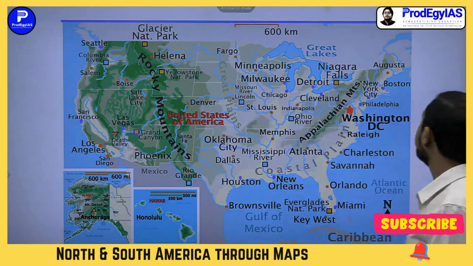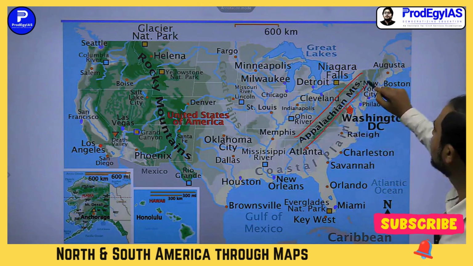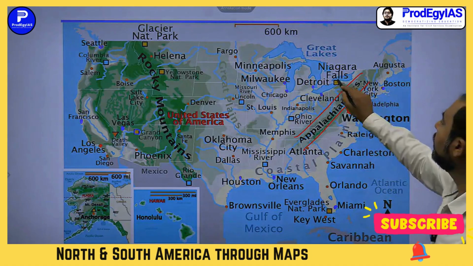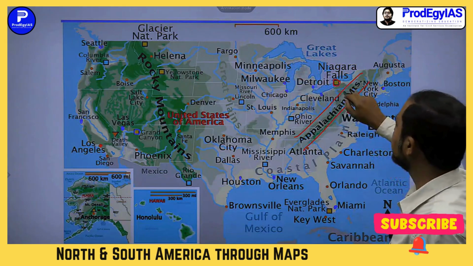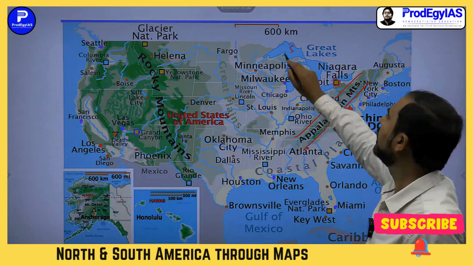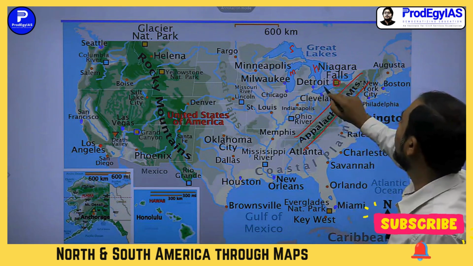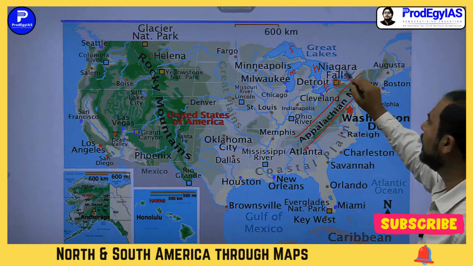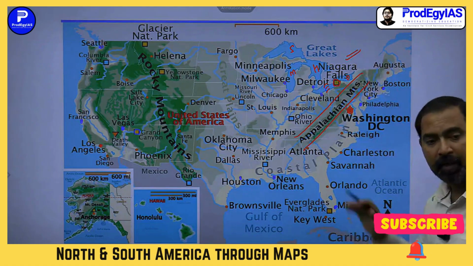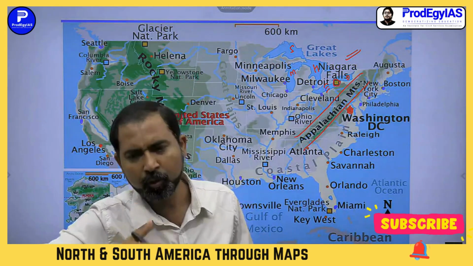Then again, we'll see these features like Appalachians, mountains, Niagara Falls, important. There are 5 lakes: Lake Superior, Lake Michigan, Lake Huron, Lake Erie, and Lake Ontario. Between these 2 lakes, there is a fall known as Niagara Fall. Does Niagara Fall lie in Canada or USA? Canada. You can say both, on the border of that.